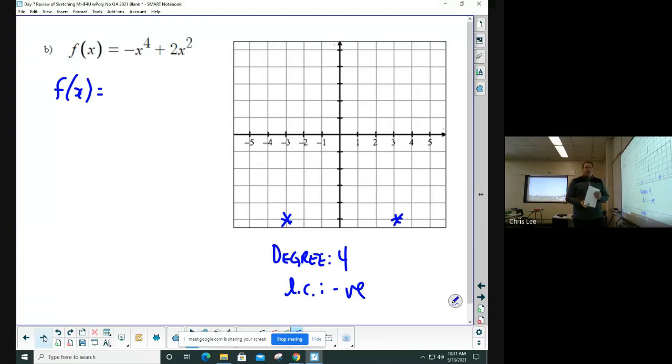Again, common factor will be the popular factoring in these questions we'll be doing. I see an x squared in both, but I don't like the negative there. So I'm actually going to common factor out a negative x squared. All right, so that's going to then leave me with x squared minus 2.